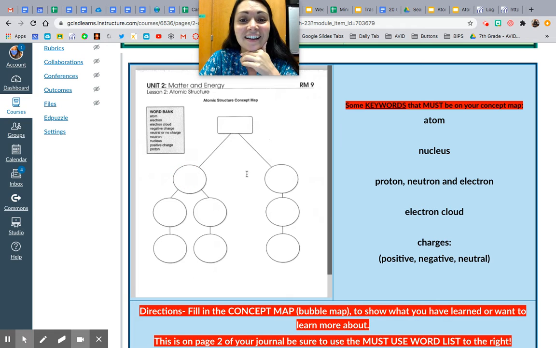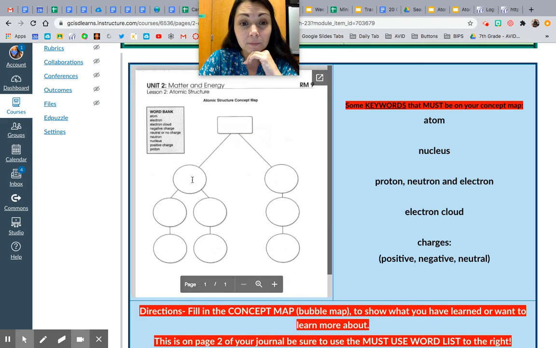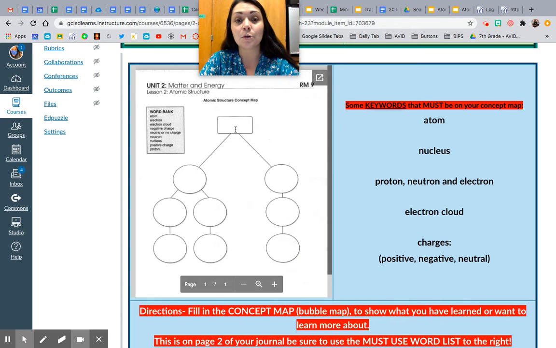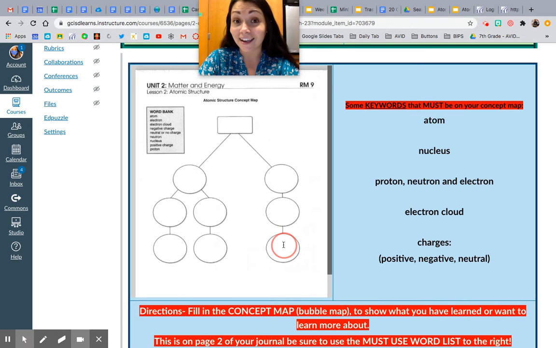It's so weird. And then here, what's not the nucleus? The other particle, which is in the electron cloud. So we have atoms, we have nucleus, and then we have electron cloud. So let's start with the right side first. So what's in the electron cloud? The electrons. And what are the charges of electrons? Negative. So you have atoms, electron cloud, electrons, negative.